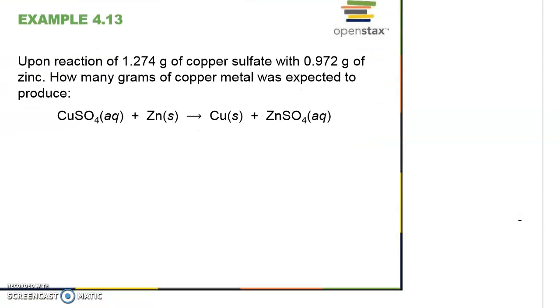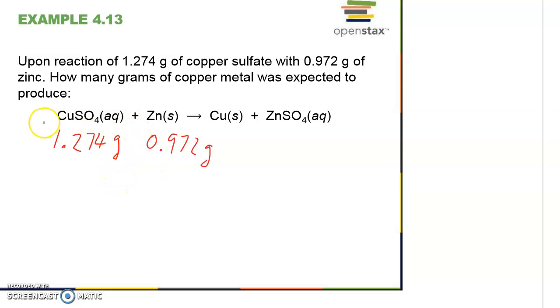Okay, let's look at an example. Upon reaction of 1.274 grams of copper sulfate with 0.972 grams of zinc, do we know which one is the limiting reactant? Some of you may say, oh my God, this one only has 0.972. It has less, therefore it must be the limiting reactant. No, you cannot say that.